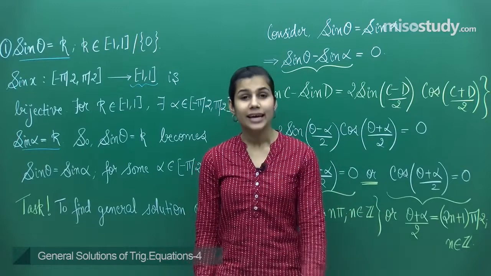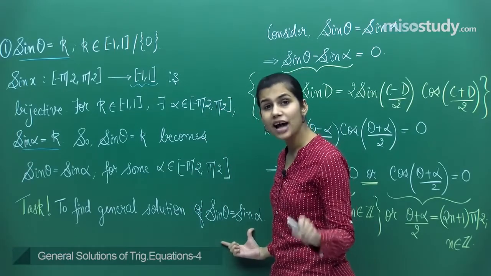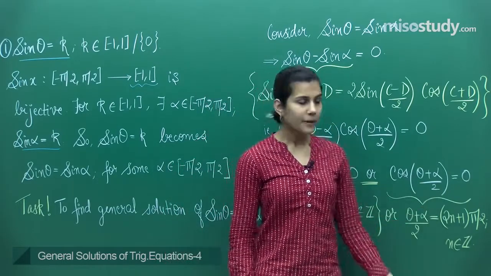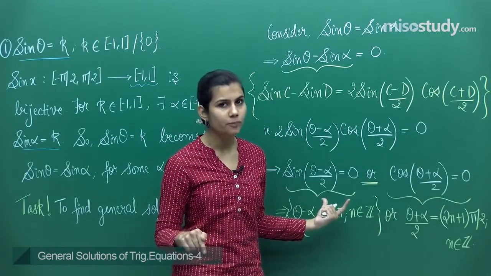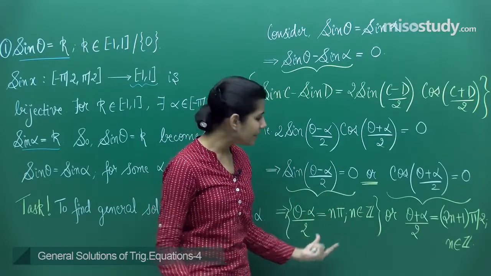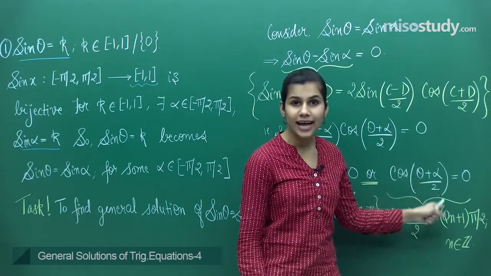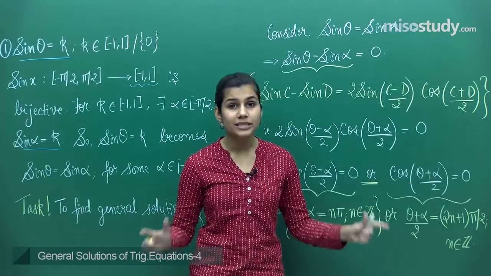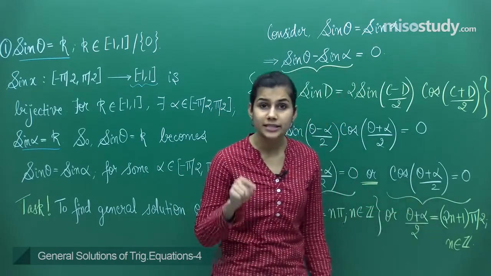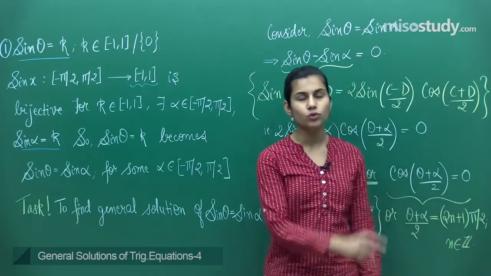Understand carefully what I did. In order to find out the general solution of sine theta equals sine alpha, I have made use of the general solutions of sine theta equals 0 and cos theta equals 0. Because sine theta is 0 only at integral multiples of pi, so if sine of (theta minus alpha) by 2 is 0, that means (theta minus alpha) by 2 has to be some integral multiple of pi for sure. On the other hand, if I am saying the cosine ratio of an angle is 0, I know the cosine ratio of an angle can be 0 only when that angle is an odd multiple of pi by 2. So if cos of (theta plus alpha) by 2 is 0, this means (theta plus alpha) by 2 definitely has to be some odd multiple of pi by 2 for sure.